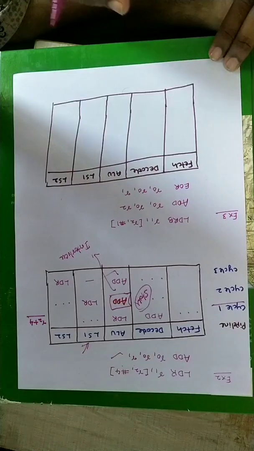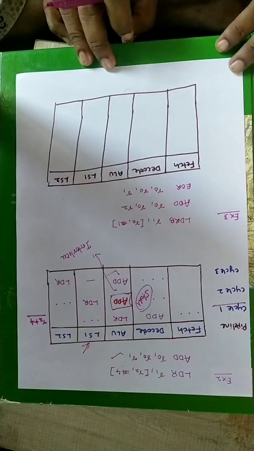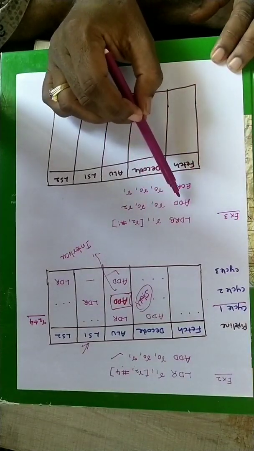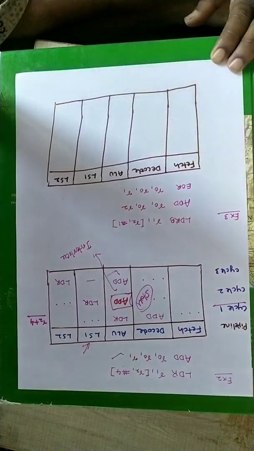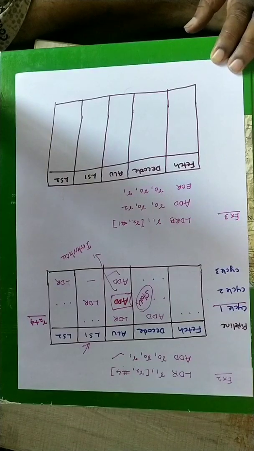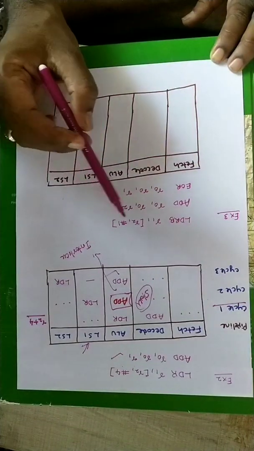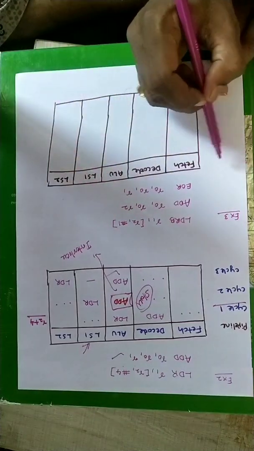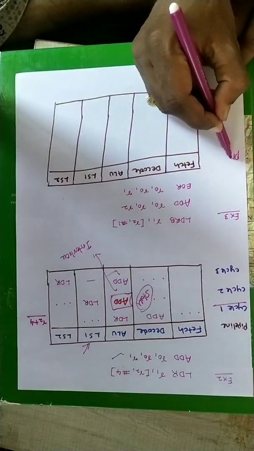Similarly, we can explain example 3. Let us take example number 3. In this example, a load instruction, an add instruction, and an exclusive OR logical operation, three instructions, are taken. In this case, first LDRB R1, R2. I will write it here. This is the pipeline function.